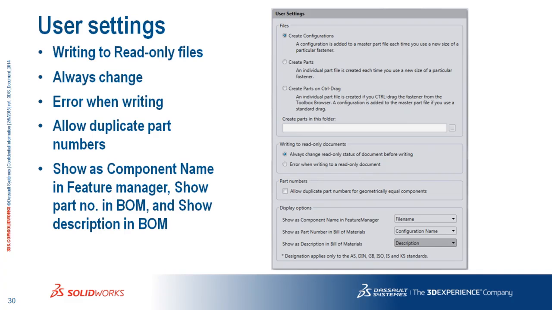Show as component name in Feature Manager, show part number in BOM, and show description in BOM. These are 3 settings that you can actually set and change whatever value you want on those little drop-down boxes. Whatever's in there, you can let it fly for any of those 3 options. And you can say, I don't want to use the component name, I want to use the configuration name or configuration description or whatever's available for you.